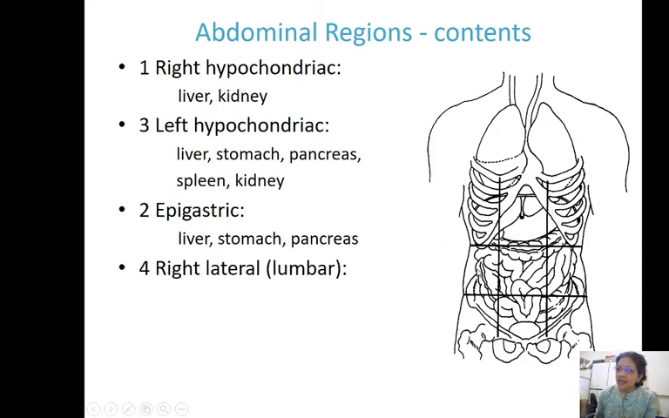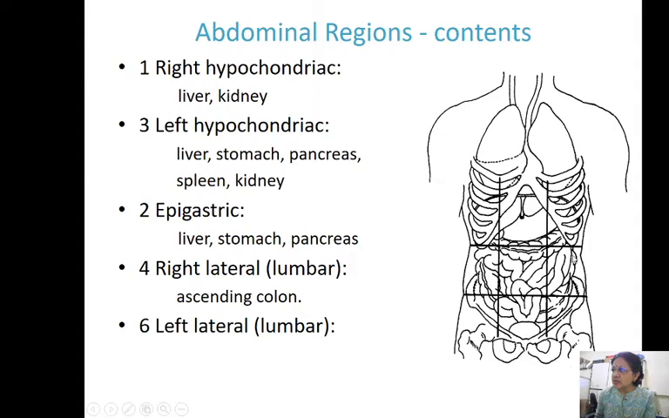Then let's come to the right lumbar region. Mostly what you can see is the ascending colon, right? But it will also have loops of small intestine. I've not mentioned it because the small intestine tends to stay in the middle and doesn't come more laterally, but it can be here. And you have this right lateral or lumbar region containing the ascending colon. In the left lateral region, you will have the descending colon, but you will also have a few loops of small intestine.